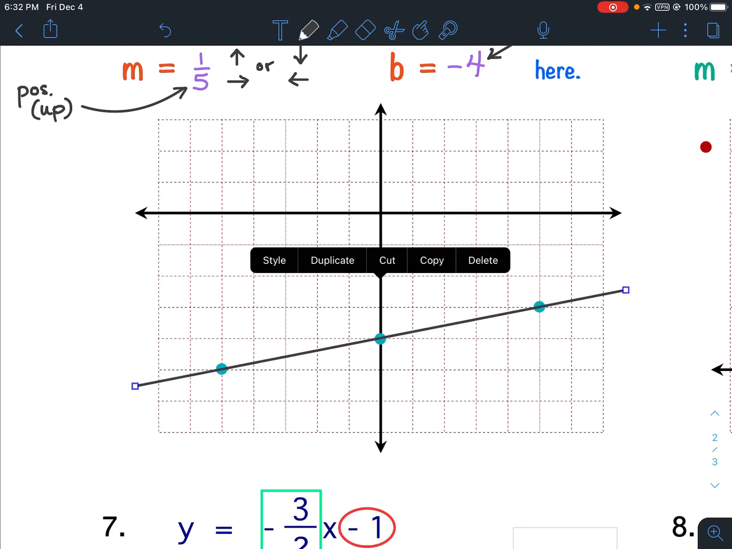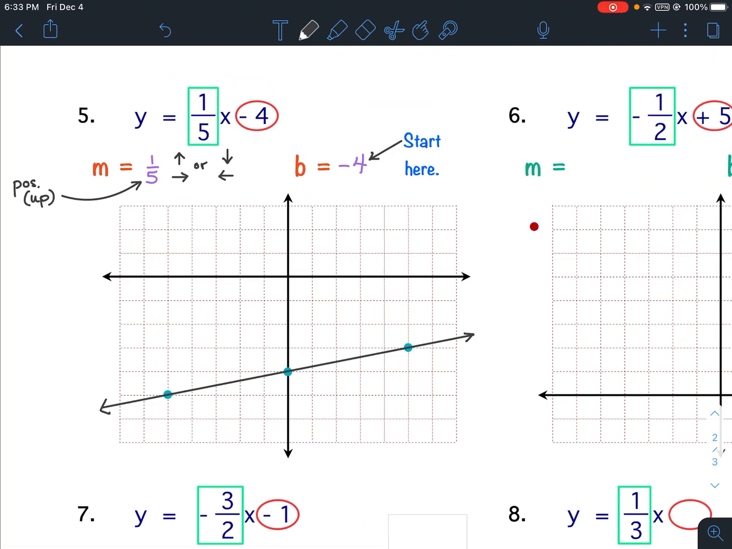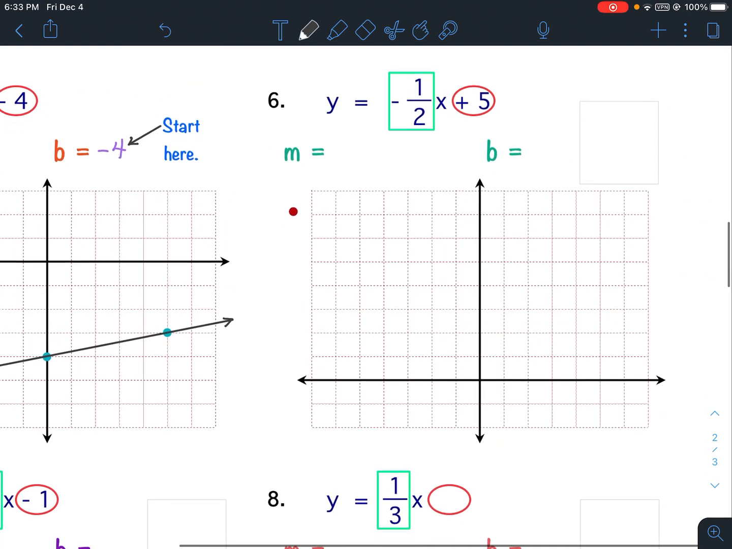All right. Now that my graph goes through all 3 points in the middle, I need to put my arrows at the end. That is it for number 5.